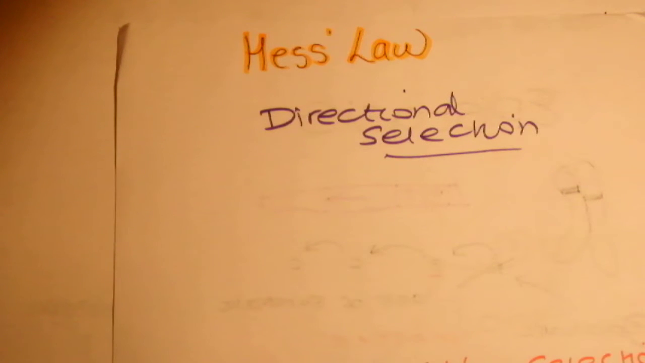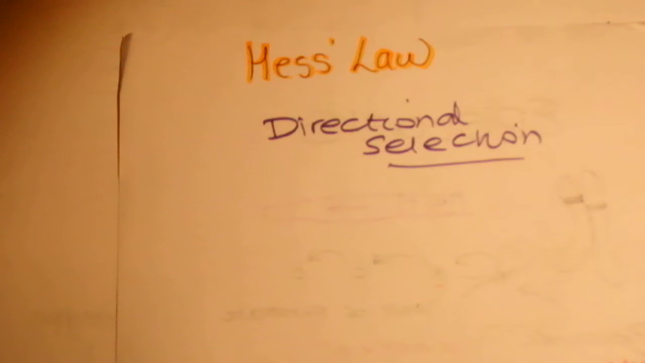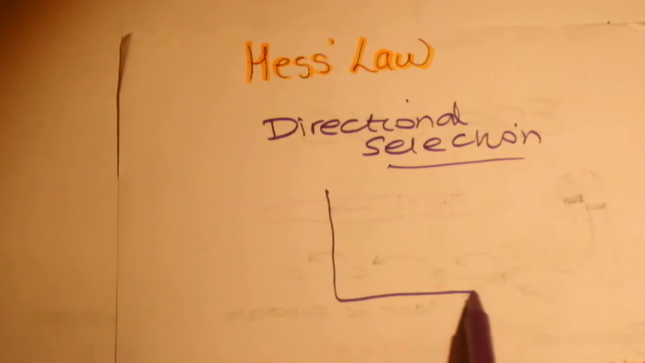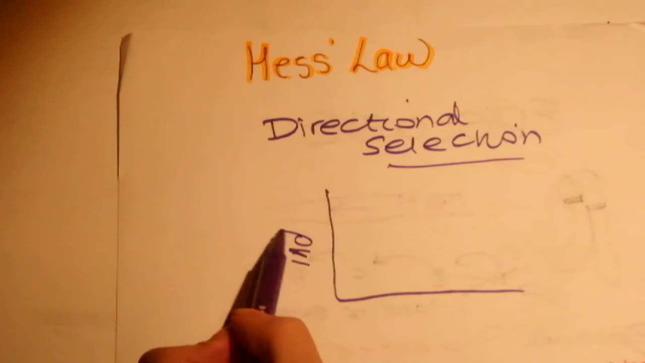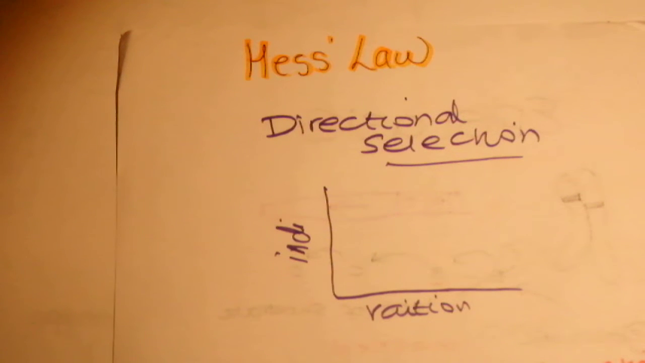This is where there is a change in the environment, so the normal and most common phenotype is no longer advantageous. This is the individuals, this is the variation, and instead of being a bell-shaped curve like before, this can change to something different, because the environment has changed and the most common phenotype is no longer advantageous.